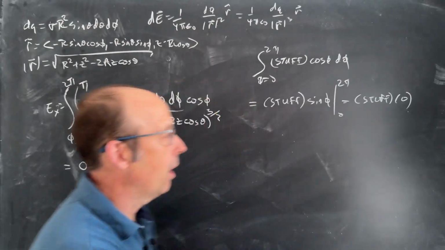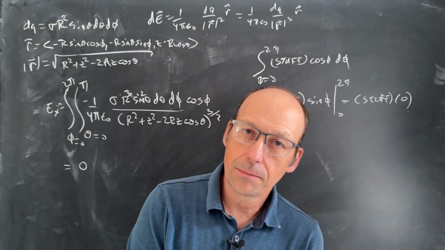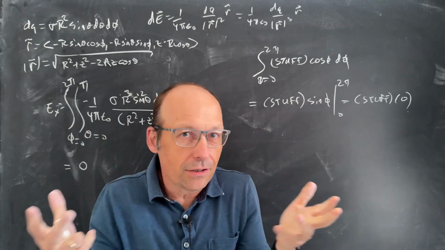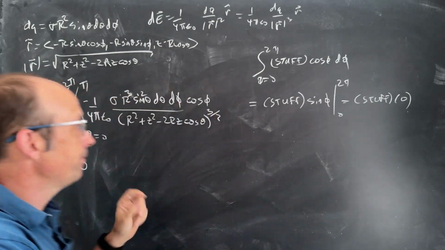You like that? Okay. You knew the electric field in the x direction was 0 anyway. Don't be surprised. You knew that, right? Because of symmetry reasons. And you could say, oh, symmetry, it's 0. But here you can see why it's 0.